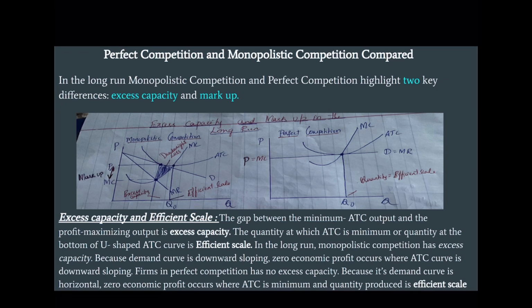In the long run, monopolistic competition has excess capacity because the demand curve is downward sloping. Zero economic profit occurs where the ATC curve is downward sloping. Firms in perfect competition have no excess capacity because their demand curve is horizontal. Zero economic profit occurs where ATC is minimum and the quantity produced is efficient scale.